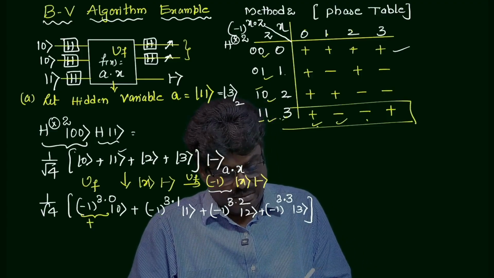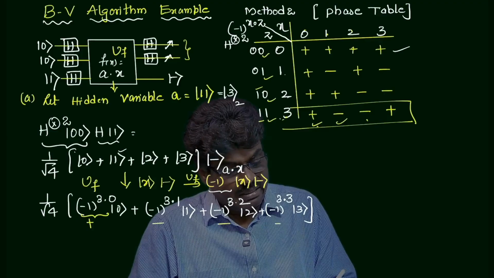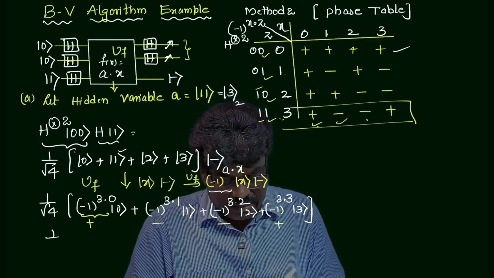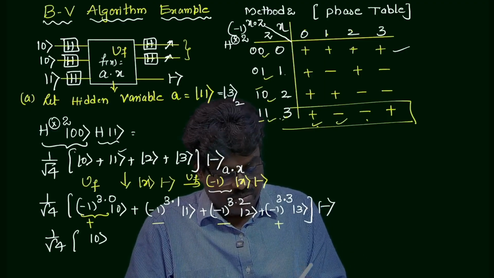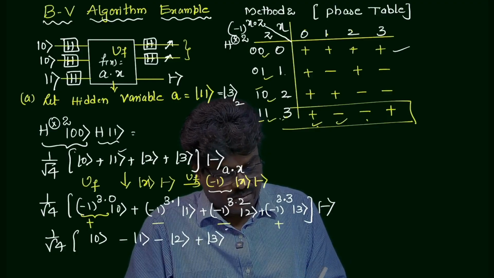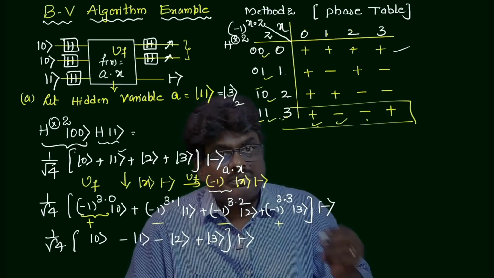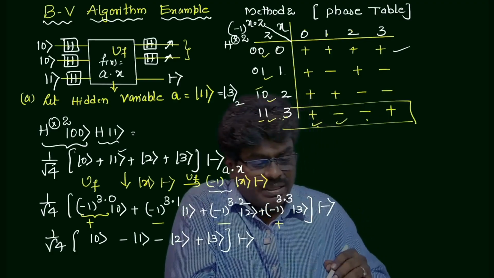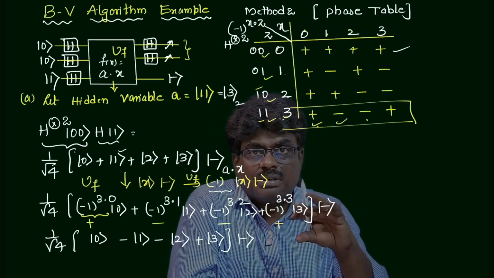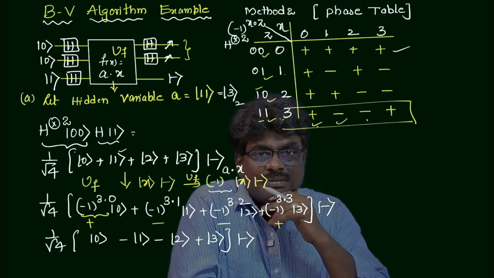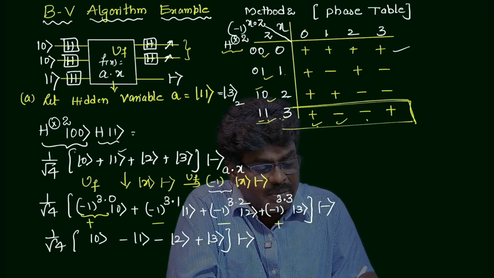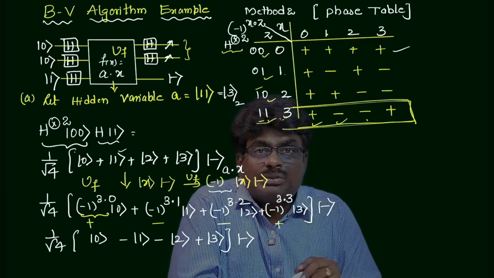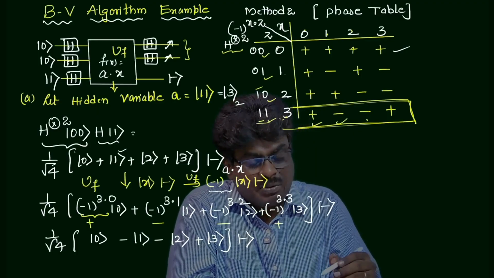So this is plus, minus, this is minus, and this is plus. Finally this is nothing but 1 over root 4. Of course here minus as it is. 0, minus 1, minus 2, plus 3. Now carefully see. I told you this table is also useful for finding the Hadamard operations. That is, H tensor 2 operates on 3 is nothing but the linear combination of 0, 1, 2, 3 with these phase factors. I hope you are observing.